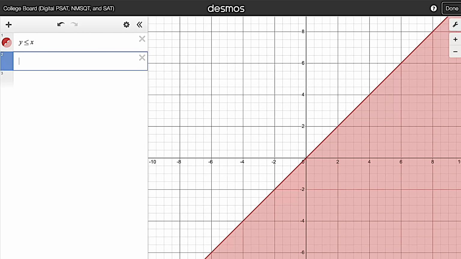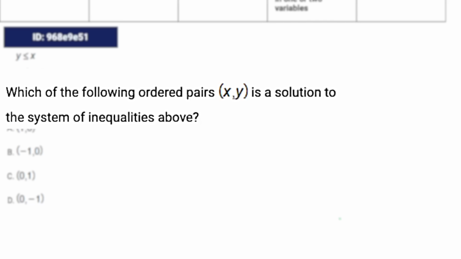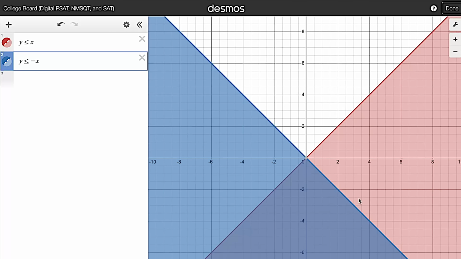And then our other one was y is less than or equal to negative x. Cool. And it was asking us for the solution to the inequalities. Now, normally a solution is where you have lines touching, but in the case of inequalities, a solution is just going to be where you have both colors merging. So you can see everything that's shaded blue is that blue equation, everything that's shaded red is that red equation, and where they cross over down here, this is our entire set of solutions.